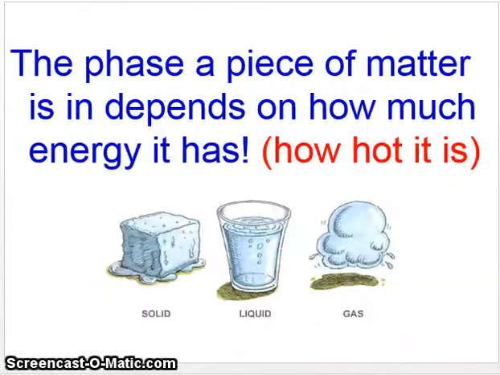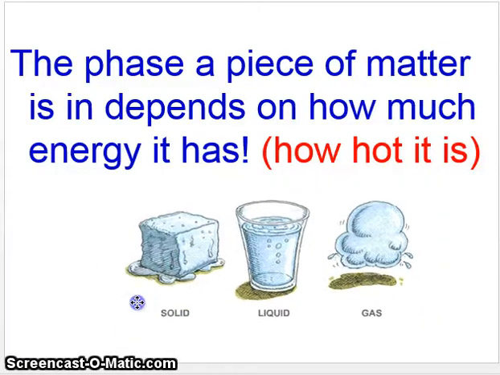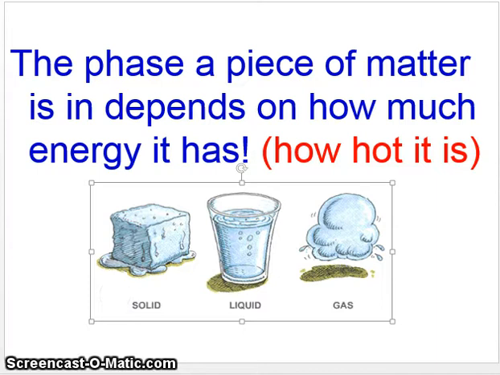In general, we should say that the energy associated with a phase, so here it says the phase a piece of matter is in depends on how much energy it has. So how hot it is. Solids then have the least amount of energy, and then liquids a little more energy, and then gases have the most energy of a given substance, which makes sense. The particles in a solid are close together, they cannot move as much, and in a gas they move much more. So this is true of any substance.